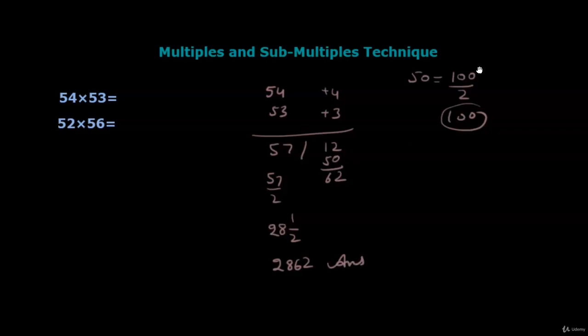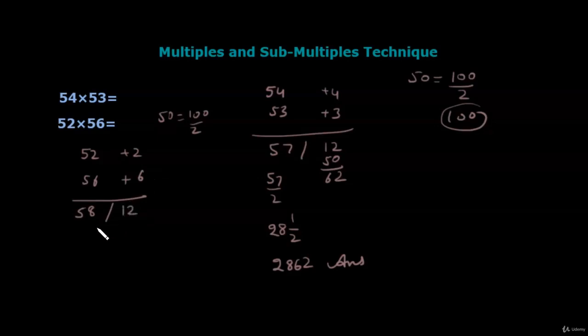We use this method if we write 50 as 100 divided by 2. This time the main base becomes 100. Similarly, in this multiplication, if we take the base 50 as 100 divided by 2. Again this is 2 more than 50. This is 6 more than 50. The first part is 58 and the second part is 12. This time again 100 by 2. So we divide this first part by 2. So this gives us 29. And because the base is 100, this has to be a 2-digit number. So this is the answer. So this becomes very easy if we write 50 as 100 divided by 2.